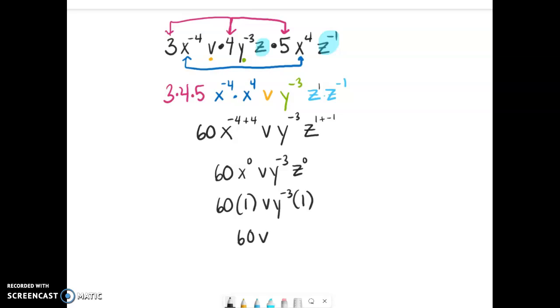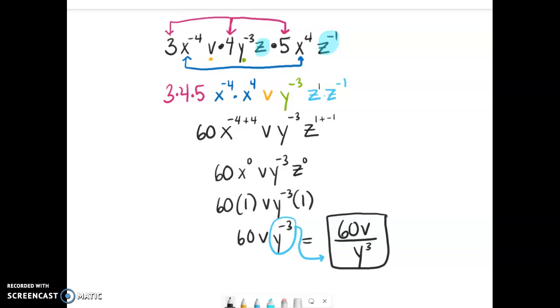And then the last thing here is I have y to the negative 3rd. Well, in the problems that we're going to see, we want to not have any negative exponents. So we're going to move the y to the negative 3rd to the denominator, and I'm going to make it y to the positive 3rd. So this would be the simplified version.